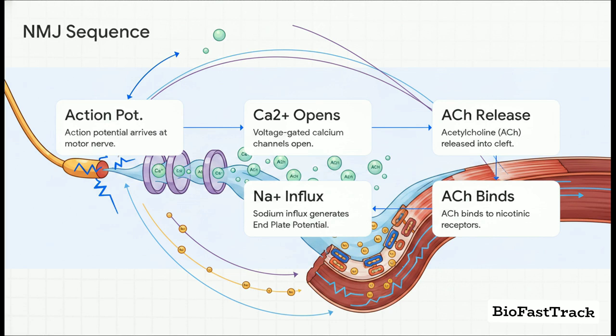The ACh then crosses over and binds to nicotinic receptors on the muscle. Think of this like flipping a switch. It opens sodium channels on the muscle, causing a massive influx of sodium. That sudden electrical shift on the muscle is your end plate potential.